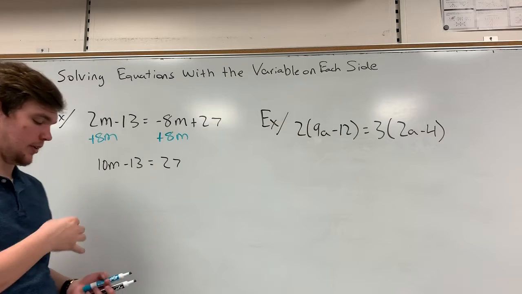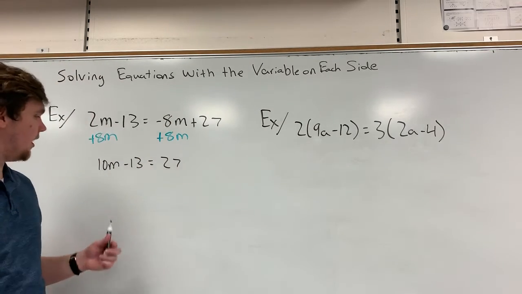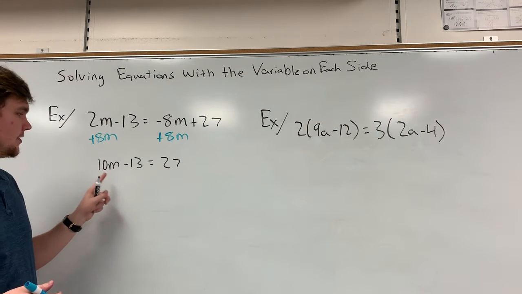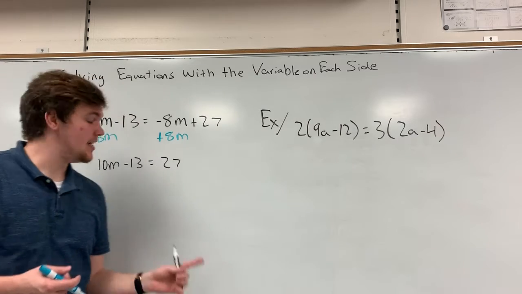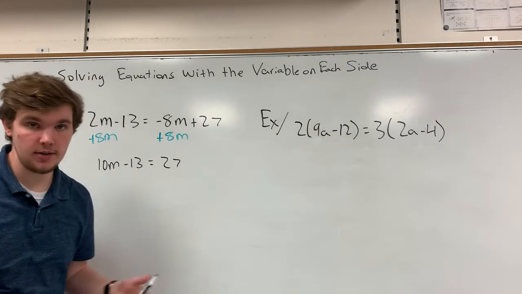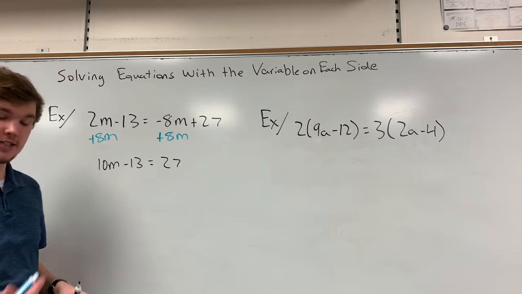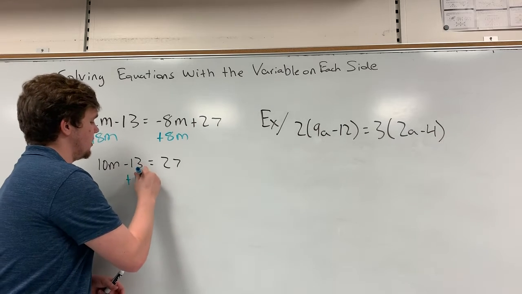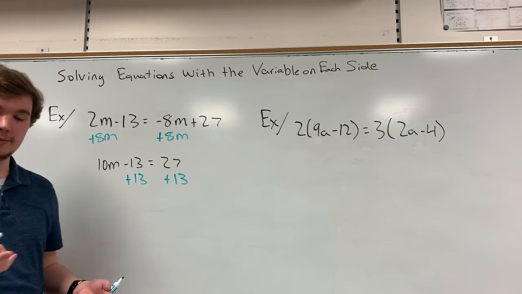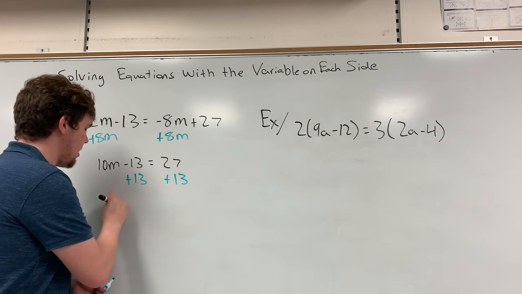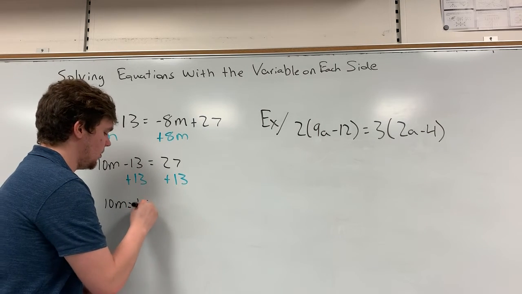All of my m's are on one side, but now I need to get all of my numbers on the other side, right? So to do that, I can either mess with this 10 first or this minus 13, but I think it would be much easier to move this negative 13 over, right? So how do I undo subtraction? What's the opposite of subtracting 13? Let's add 13 to both sides. Now when I add 13 to both sides, I get 10m equals 27 plus 13 is 40.